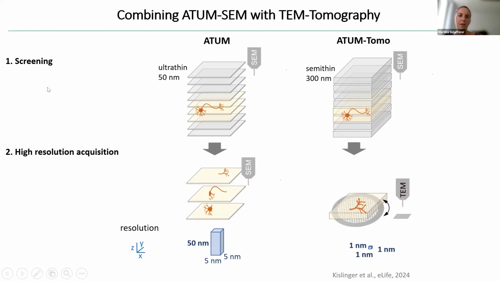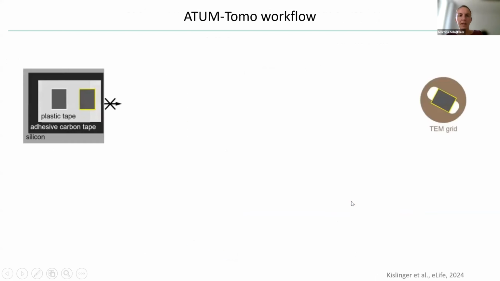Then we thought it would make sense to separate this ATUM method into two parts, the screening part and the high resolution acquisition part. If we can also section thicker and image not with SEM but with TEM tomography, we could use the screening phase to locate our region of interest, in this case this microclot or clotted vessel, and then zoom into it with high resolution. Then we can have high resolution isotropic voxels of the region of interest. So that was the plan.